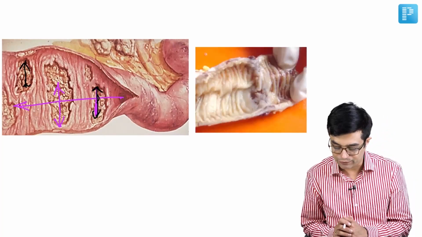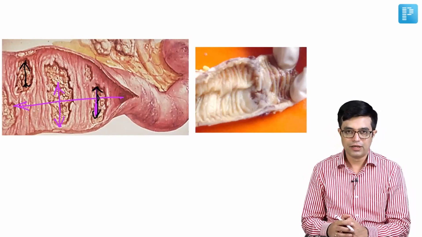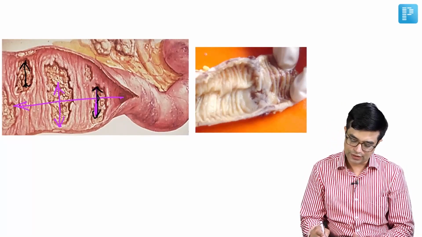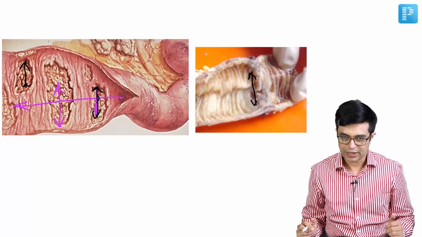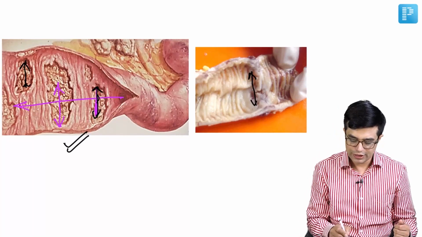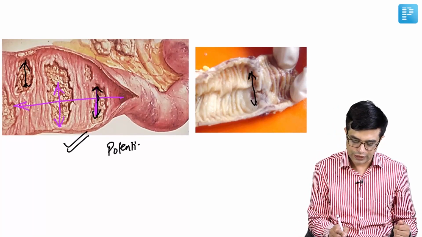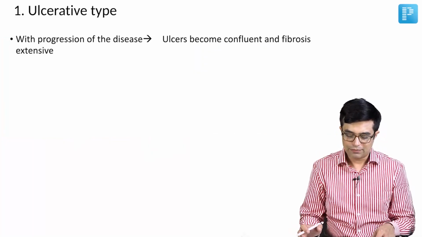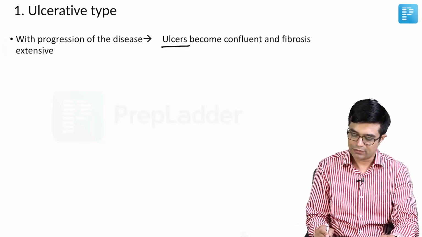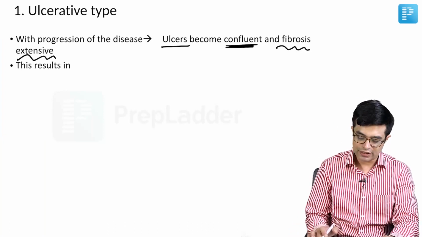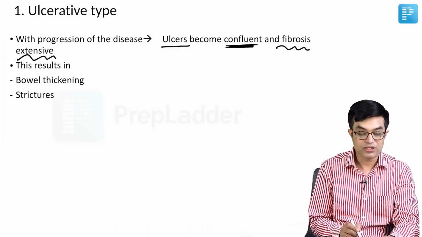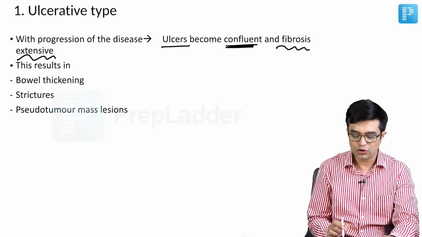This is a real life photograph, autopsy photograph, post-op photograph, where you can see a transversely placed ulcer being present. The gut has been cut and it is being shown like this, right? So, this is the typical morphology. It is a potential visual which can be asked to you in super specialty exams. As disease progresses, these ulcers become confluent and the fibrosis becomes extensive. This will result in bowel thickening, stricture formation, and pseudotumor mass lesion.